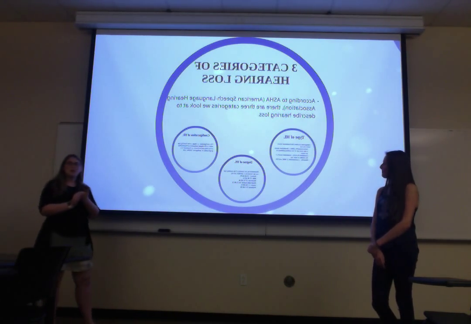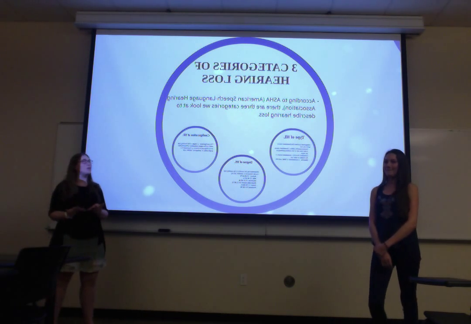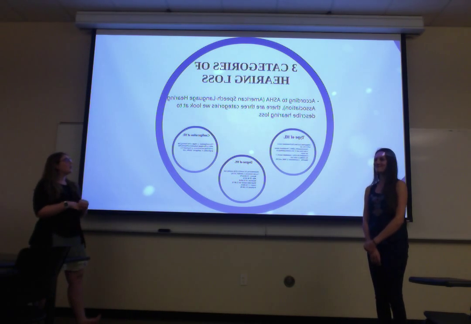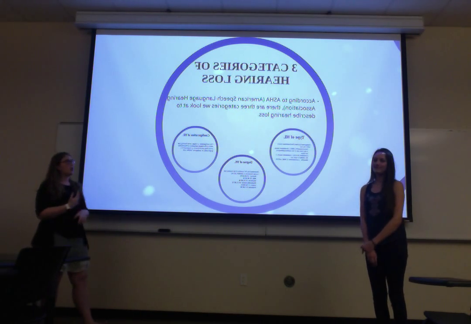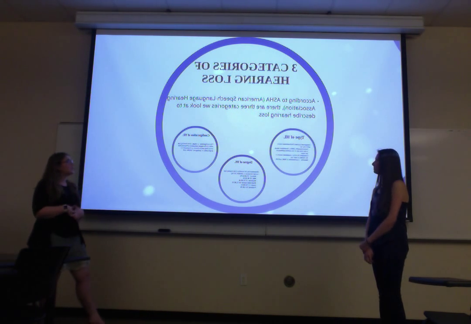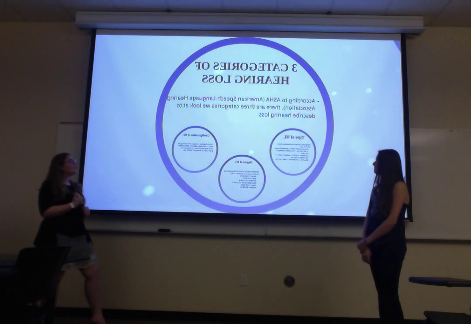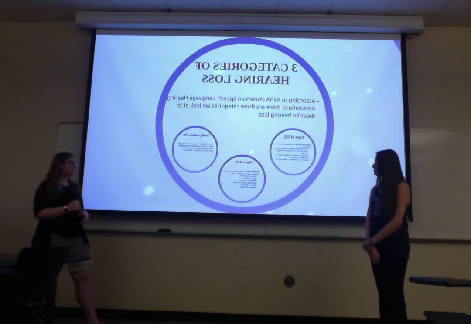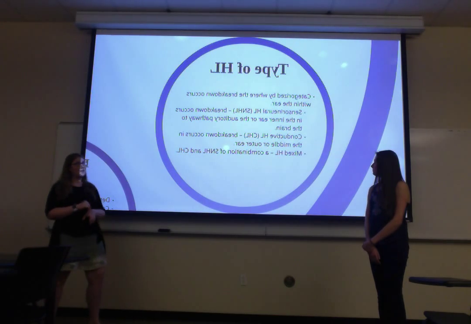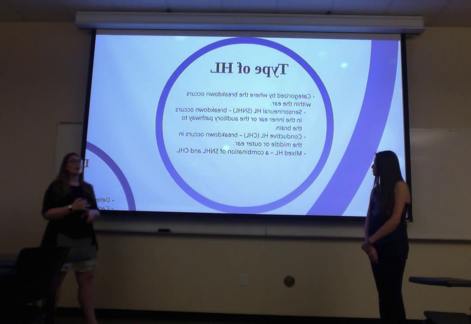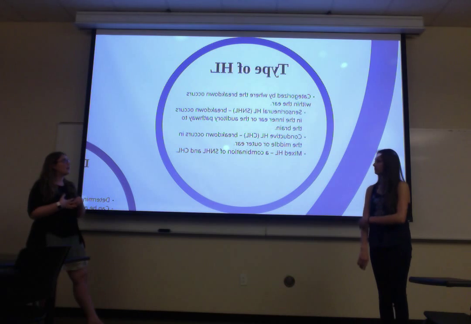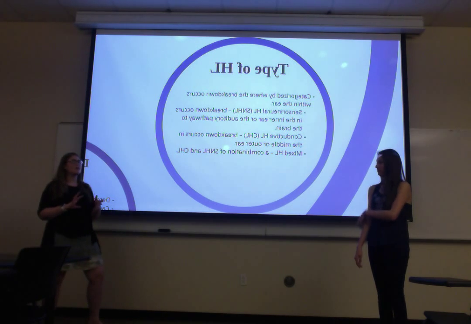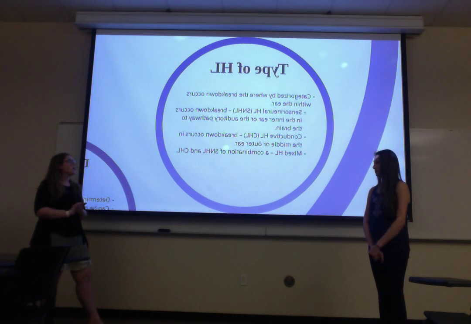Now that we have a better understanding of the anatomy and that quick review, according to ASHA, there are 3 categories of hearing loss. ASHA, if not known, is the American Speech Language Hearing Association. There are 3 categories we look at to describe hearing loss. The first one is known as the type of hearing loss. This is categorized by, like I said earlier, where the breakdown occurs within the ear. This is the one that's most common to people in figuring out hearing loss.